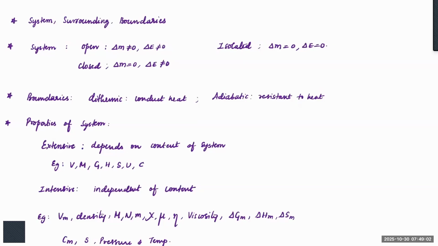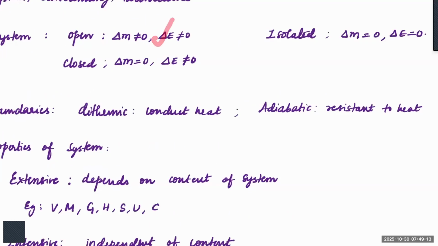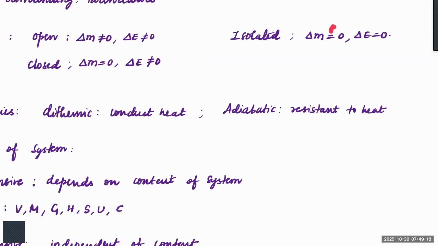First thing you must learn is what is system, surrounding, and boundary. System can be three types: open system, where there is an exchange of mass and energy; closed system, no exchange of mass but exchange of energy; isolated system, no exchange of mass and energy.